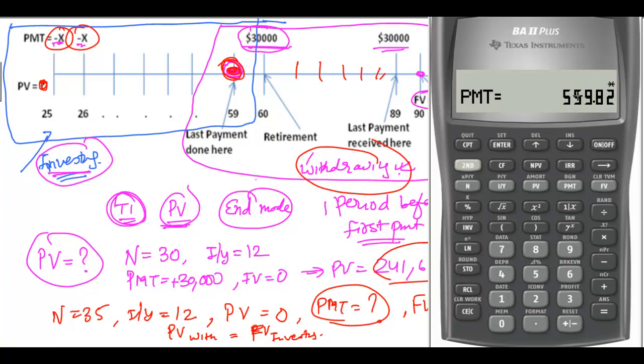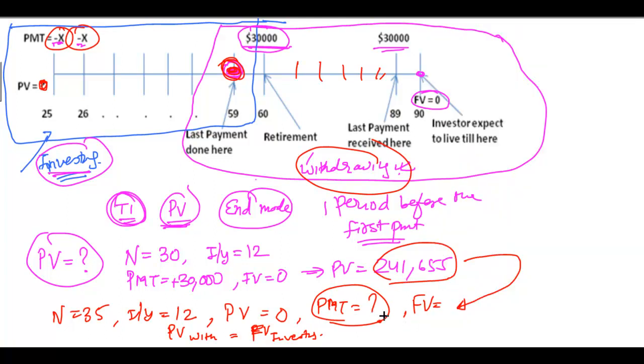So what is the answer? You get the PMT as 551.82, or roughly I can say $560. So he should be investing $560, and you can understand the process of compounding. That $560 has become $30,000. That is the power of compounding. So it's advisable that you should start investing as early as possible.